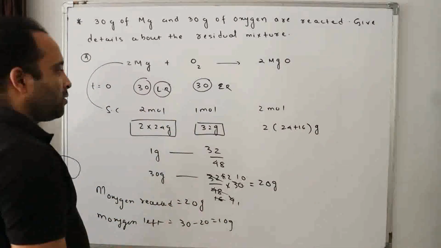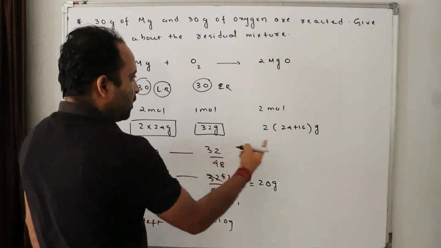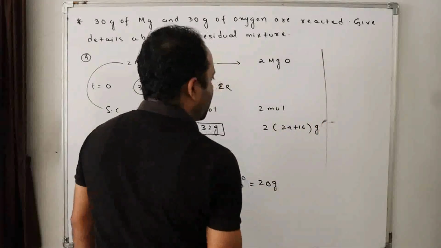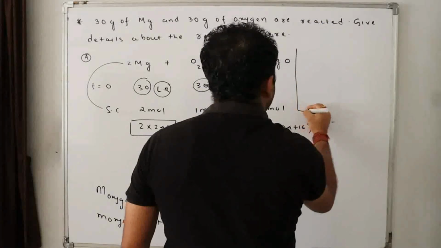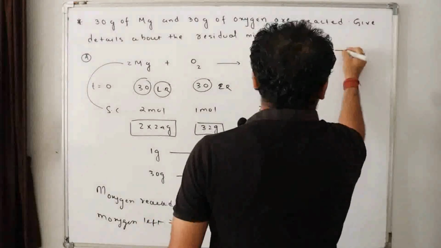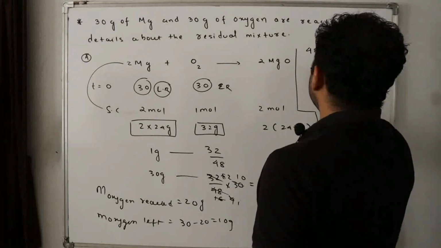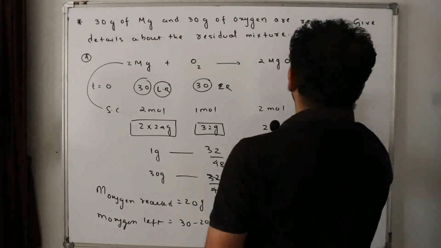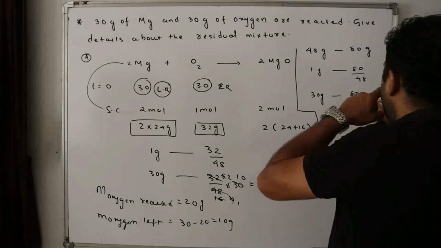Now come to this MgO. Here 48 grams is giving how much? 80 grams, isn't it? Let me calculate here for MgO. 48 grams is giving 80 grams of MgO, isn't it? So 1 gram will give how much? 80 by 48. So 30 grams will give how much? 80 by 48 into 30.